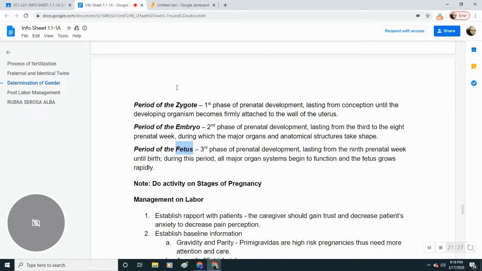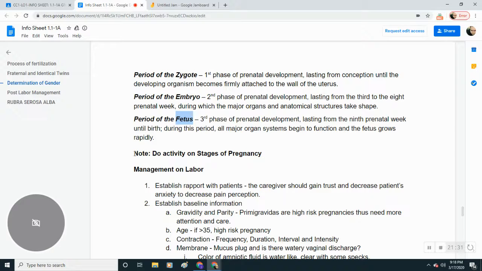So I'll stop my video here, okay? Because I want you to do the activity on stages of pregnancy that you need to submit later. Okay? So please check the one that I posted and follow the instructions and submit it to me within the day before lunch. Okay? So kailangan yung matapos siya before lunch. Do activity on stages of pregnancy.